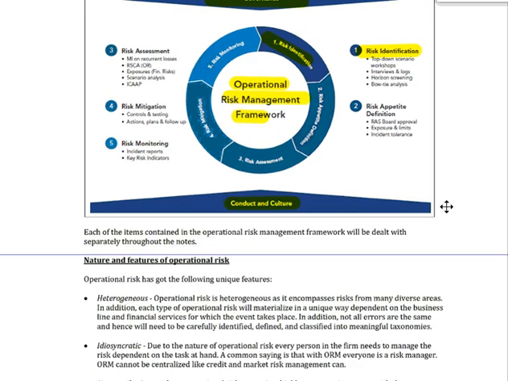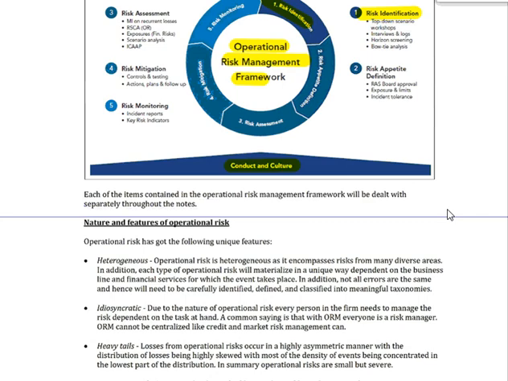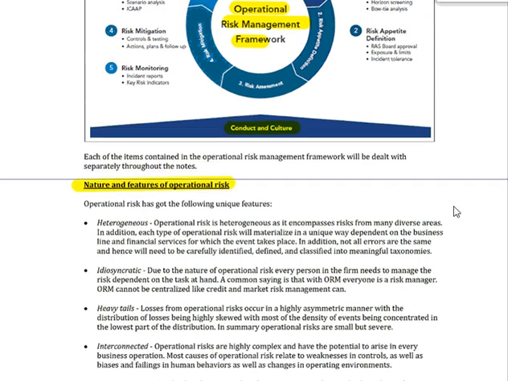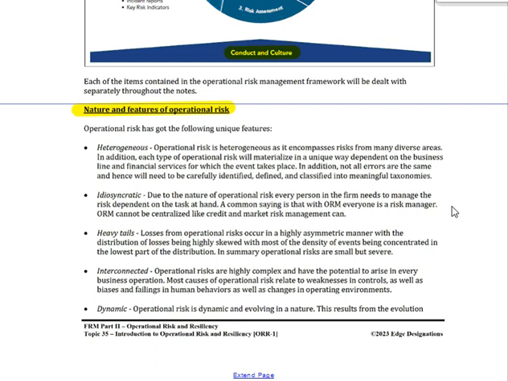Okay, let's have a look over here. Nature and features of op risk. What are some of the unique features? Remember, op risk differs a little bit from what we've seen thus far in terms of market risk and credit risk, and it's heterogeneous. Hetero means not homo. Homo means singular, the same all the time. This is hetero, okay, because the risk comes from many diverse areas. Each type of op risk will materialize in a unique way dependent on whichever business line you are dealing with, and whichever type of service you're with.